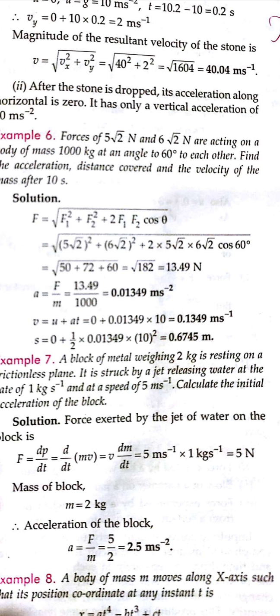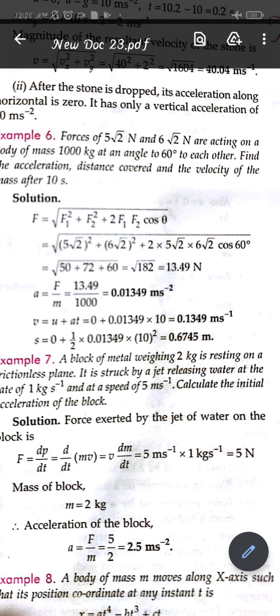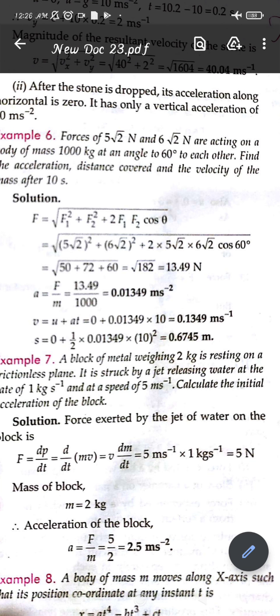You were using this because theta was given there. So the angle is 60 degrees, so use cos 60, and cos 60 is 1 by 2, and root 2 into root 2 will be 2, and 2 into 2 is 4, and it will be cancelled out by the 2. So the value is under root 182, and if we find the root, it is 13.49 Newton. So to find the acceleration, that is the ratio of the force and the mass, or force is equal to mass into acceleration. So from here we have found the value of acceleration.